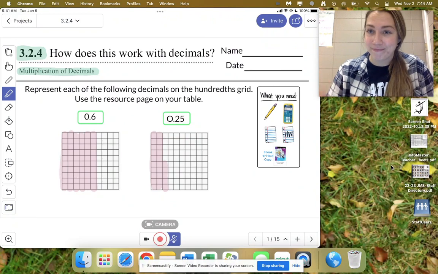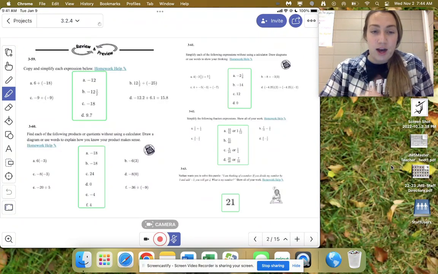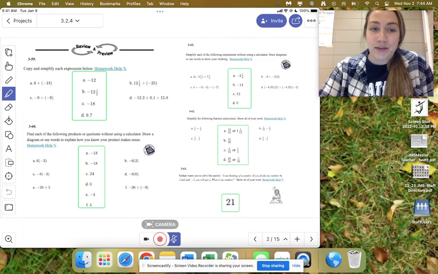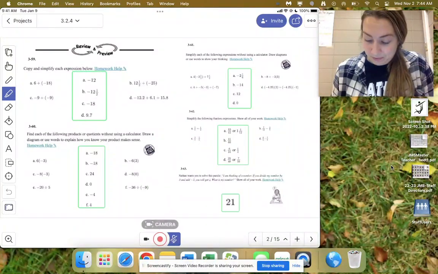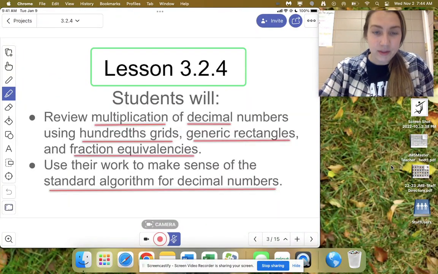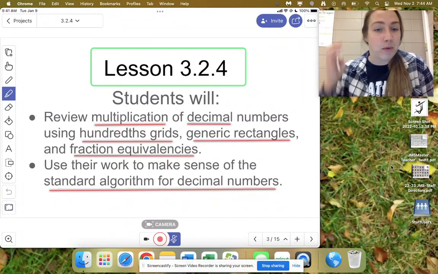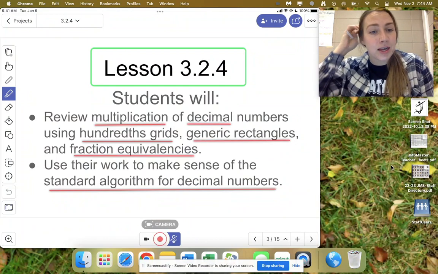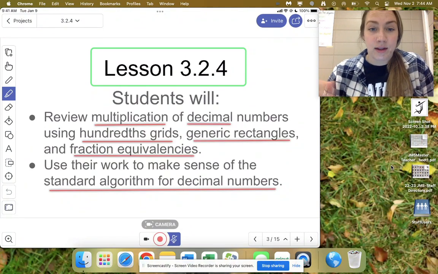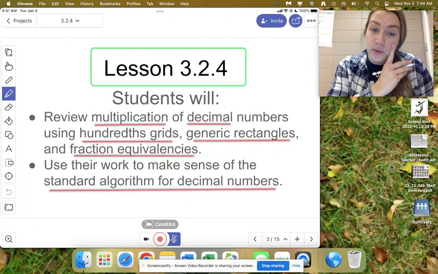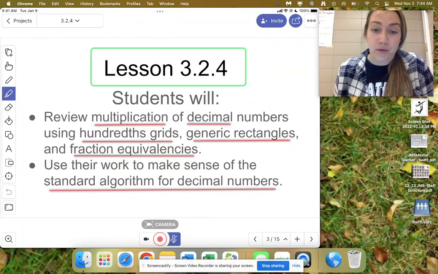Okay, here you go. Homework answers. If you would like, you can pause the video and look at these. I'm going to keep going. Today, 324, students will review multiplication of decimal numbers using hundredths grid, generic rectangles, and fraction equivalencies, and use their work to make sense of the standard algorithm for decimal numbers.